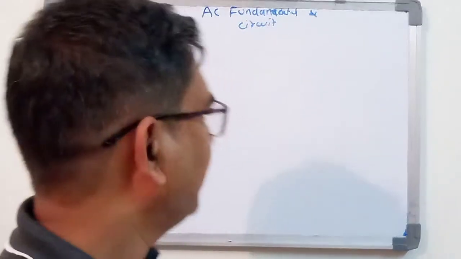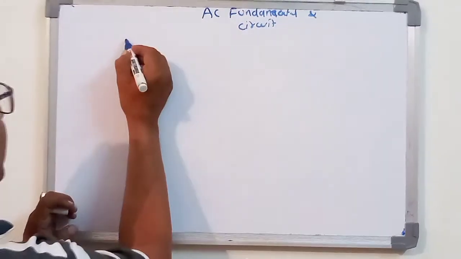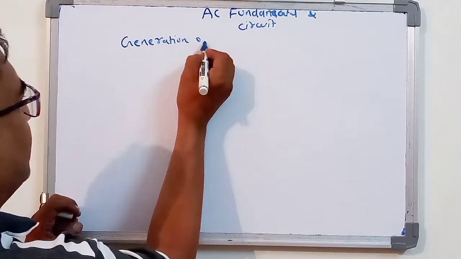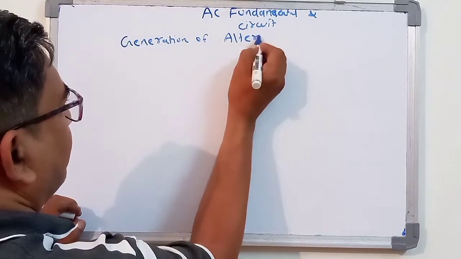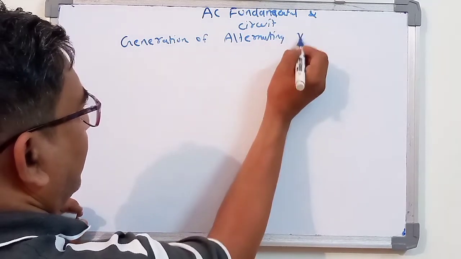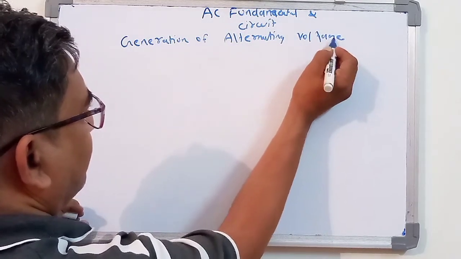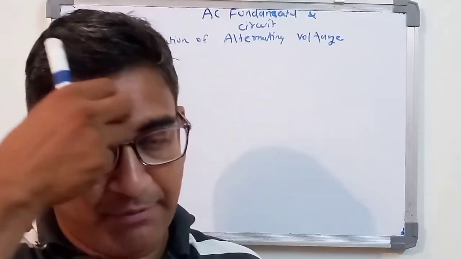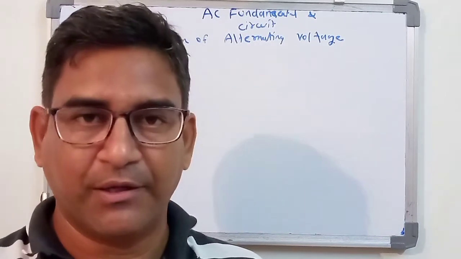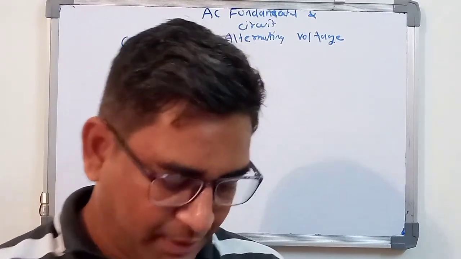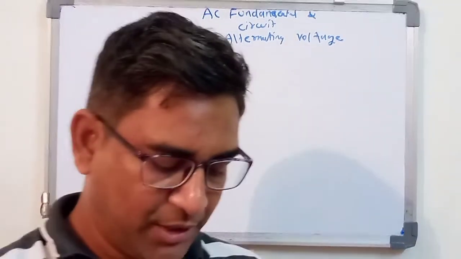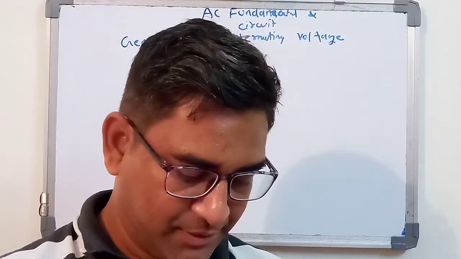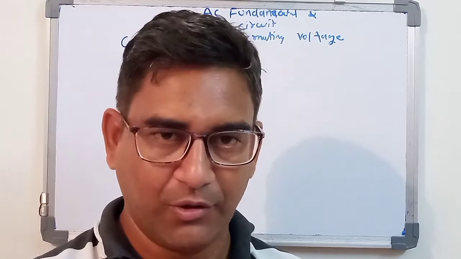Now, generation of alternating voltage. Students, in this generation of alternating voltage, it can be produced by using a rotary generator. The conductor loop or the coil rotates through the magnetic field. The lines of the magnetic flux are cut by the loop or coil.